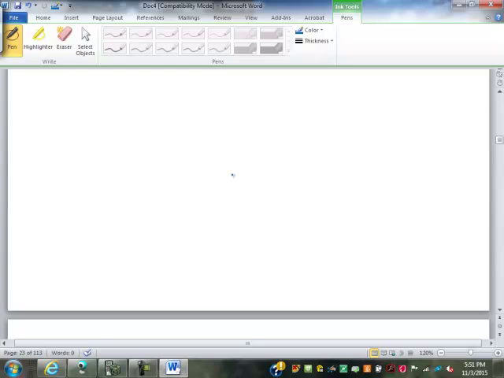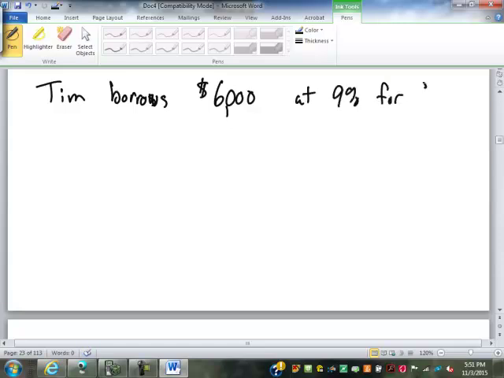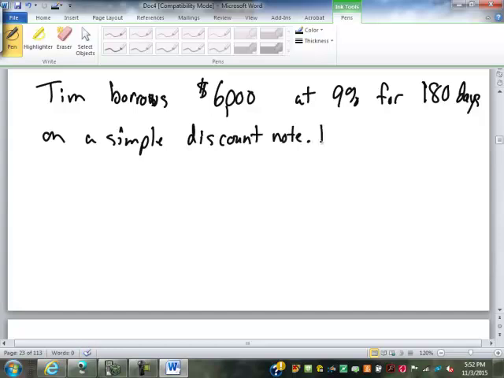So let's take a look at another example. Tim borrows $6,000 at 9% for 180 days on a simple discount note. Find the discount and the proceeds.